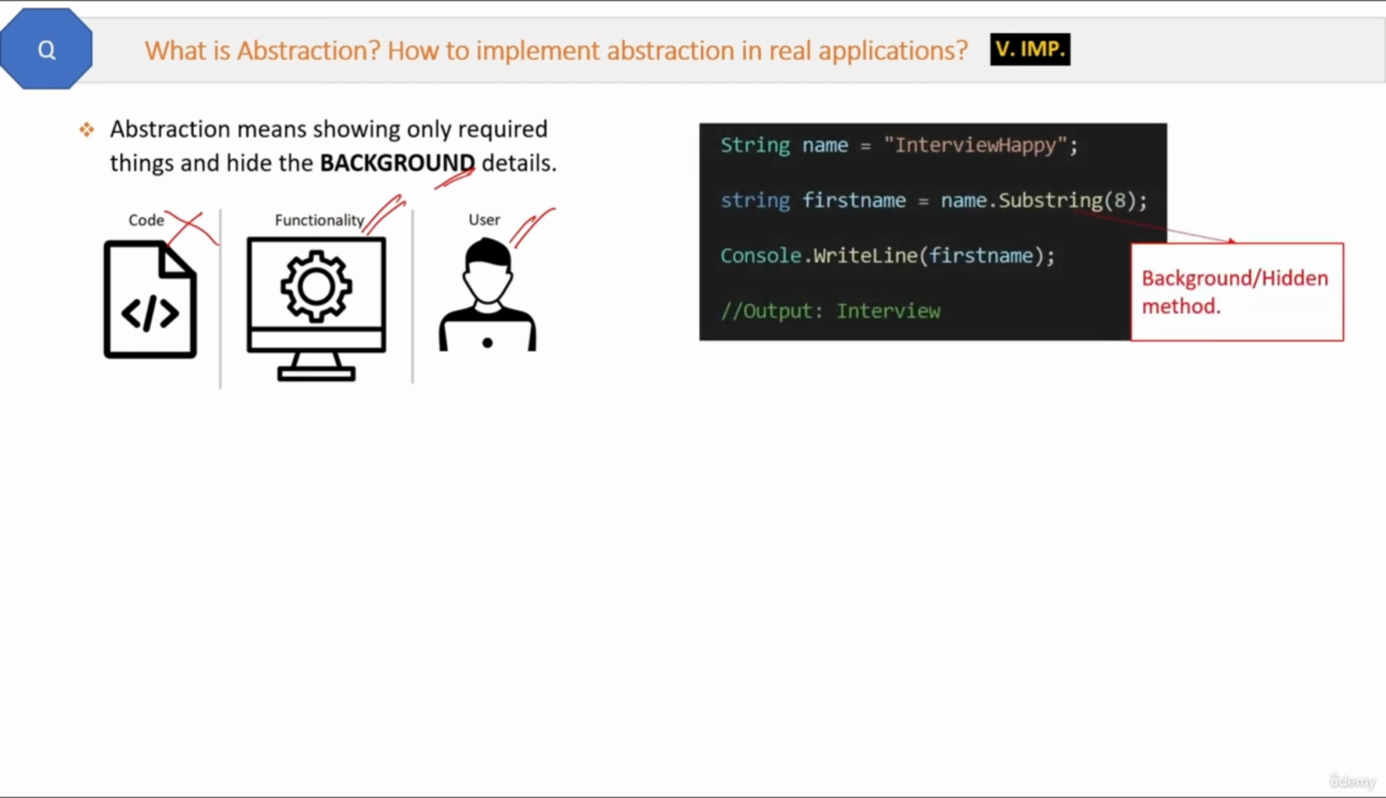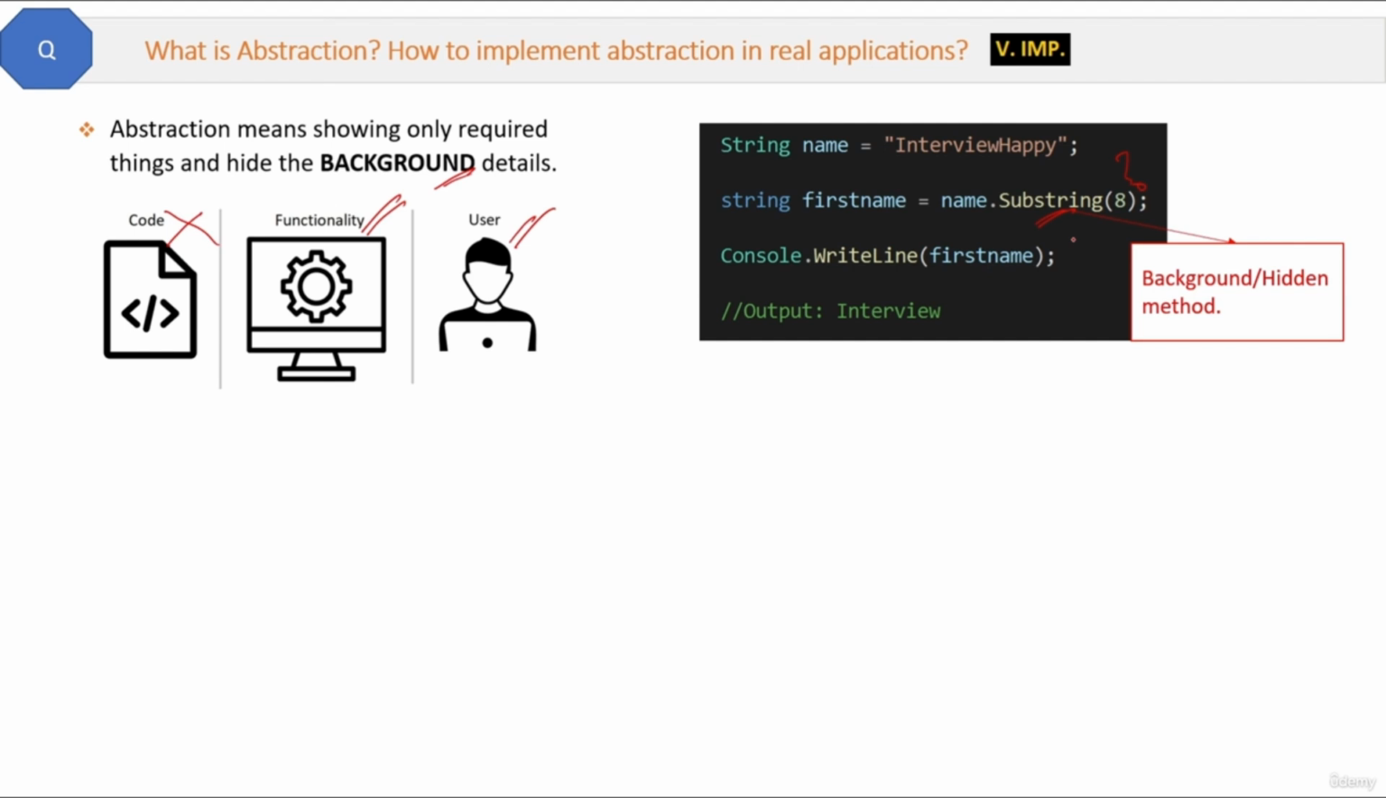Here you can see we are using the substring method of the string class, right? Now, do you know how this substring method is working internally? This method is somewhere inside the base class library of the .NET Framework, and without knowing the background details, you are using this method. That is also a kind of abstraction. Remember, abstraction is a concept and you can implement it in different ways.